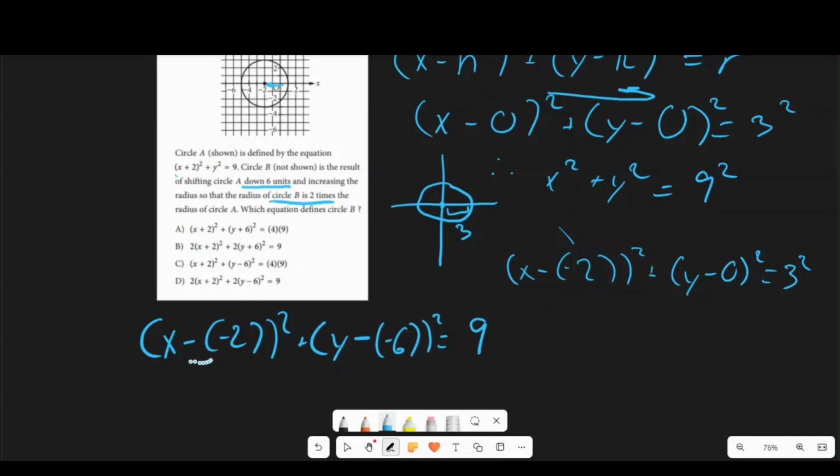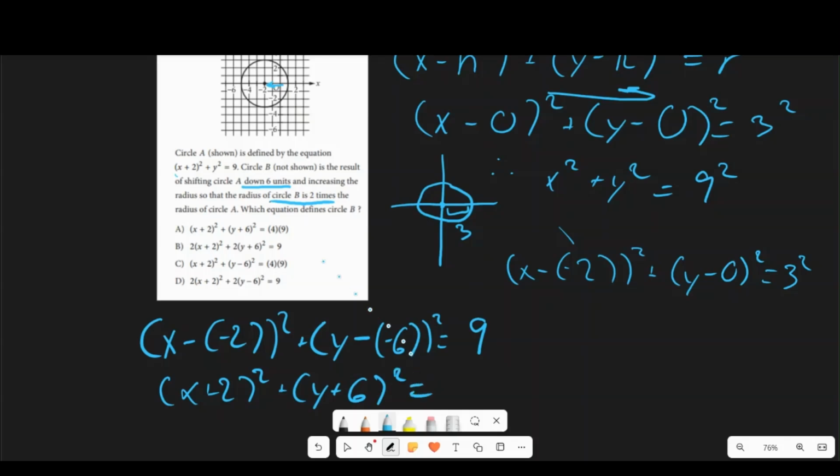So does this make sense? We're going to have now, this is x being shifted 2 to the left. That makes sense, right? So we're going to have x plus 2 squared. This is going to be y shifted down 6, right? So that's going to be minus and a minus makes a plus, right? So that's going to be y plus 6 squared.